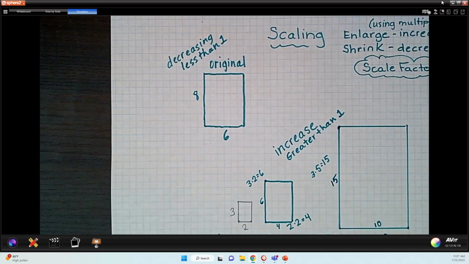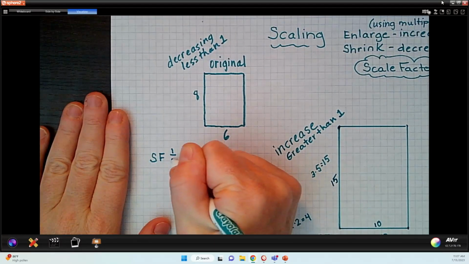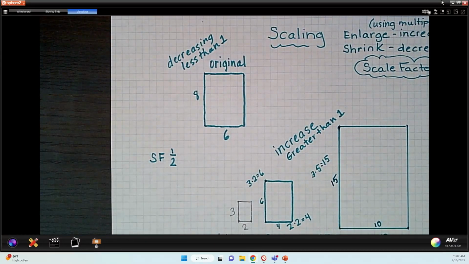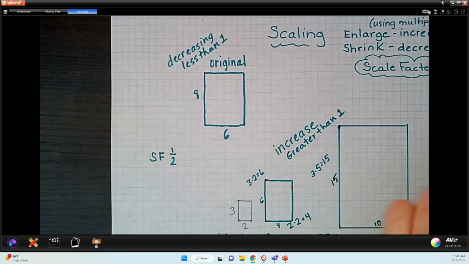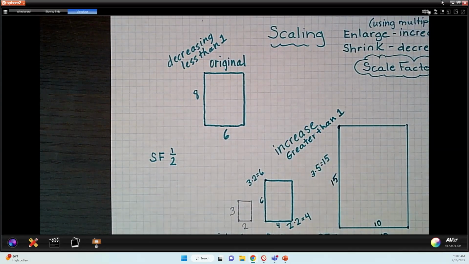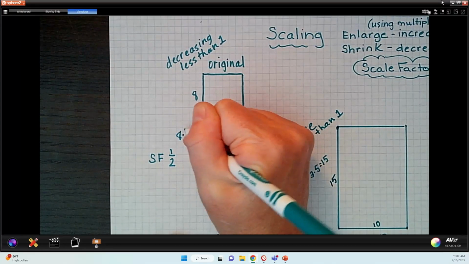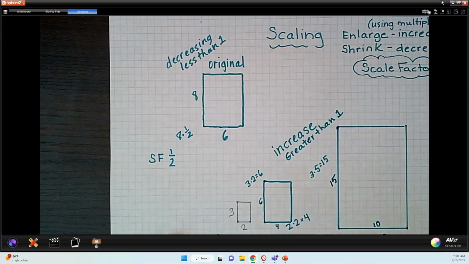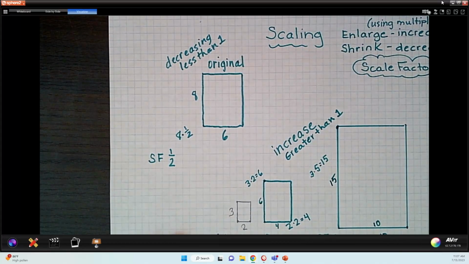Okay, so I want to shrink this by using a scale factor of 1/2. So if I want to decrease, I would have a scale factor of a fraction, which would be half. So I'm going to take the length and the width, and we're going to cut it in half. Now, scaling is multiplying. The operation that we're doing is multiplying. So we are looking at this as 8 times 1/2, which is the same thing as dividing by 2. So if I'm cutting something in half, I am dividing by 2.